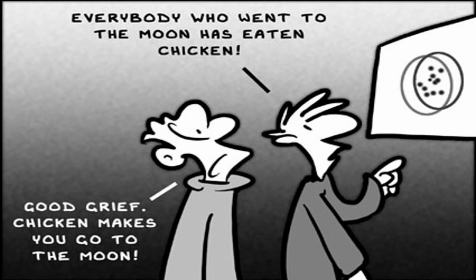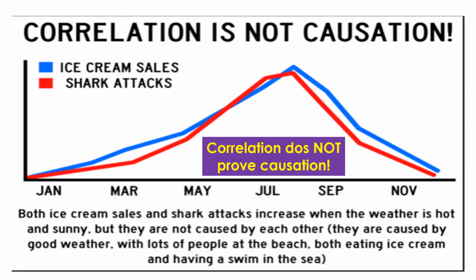Now here's a joke. Everybody who went to the moon has eaten chicken. Oh, good grief, chicken makes you go to the moon. Well, of course, the conclusion is false, because this person has made a very common mistake, thinking that a correlation proves that one variable causes the other. Just because two variables are related to each other does not mean that one causes the other one. In science, we say that correlation is not causation, or correlation does not prove causation.